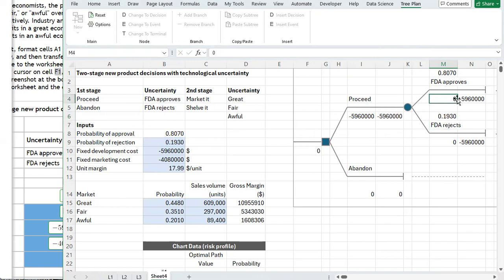This is 0. It's going to remain 0 because we're including the cost of submitting our application and all the lawyer fees associated with it. We're including that in this cost. So we can leave this at 0.